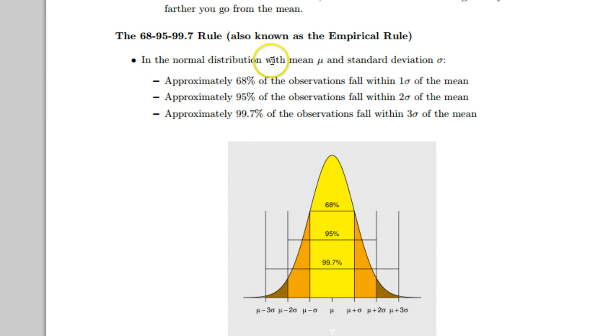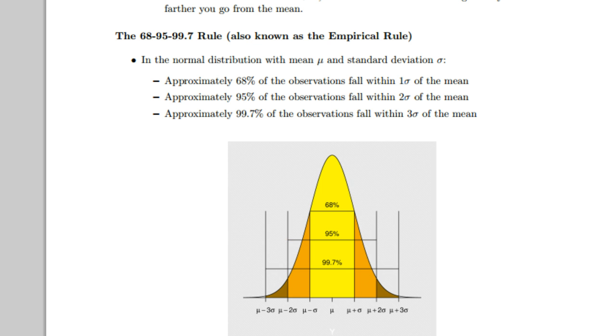Okay, so in the normal distribution with mean mu and standard deviation sigma, approximately 68% of the observations fall within one standard deviation of the mean. So above would be 34%, below would be 34%. Within two standard deviations would be 95% of all the data. So all of this is 95% of all the data you're going to need if it's been normal. And within three standard deviations, it's going to be 99.7%.